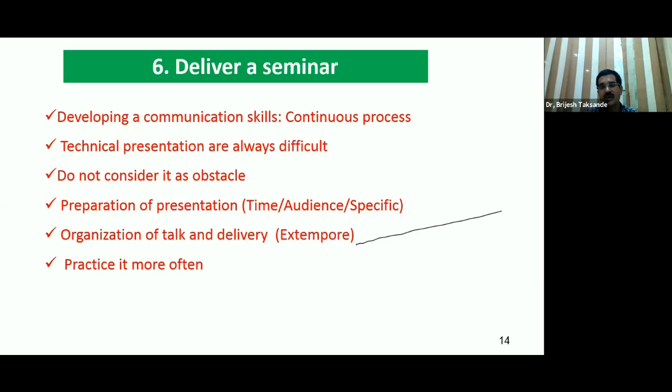Without any end, you can talk for 30 minutes, you can talk for 1 hour on these topics. But while giving a technical presentation, you should be thorough with your subject. You should be strong in your scientific ideas, so that you would be in a better position to convince your audience, right? So they are always difficult and need to be critically presented. Don't consider it as an obstacle, right? Take it as a challenge. They are for your own development.